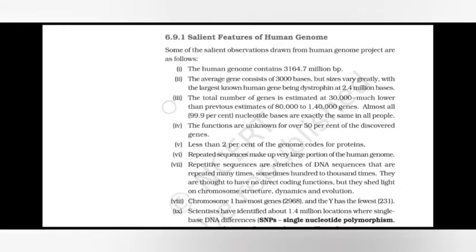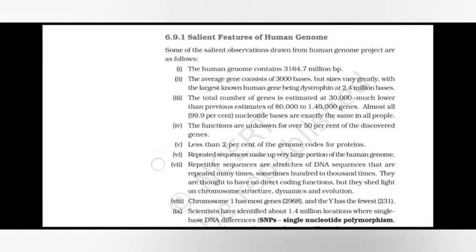Third, the total number of genes is estimated at 30,000, which is very much less as compared to the previous estimate, which was around 80,000 to 1,40,000 genes. Earlier it was thought so. And almost all, 99.9%, nucleotide bases are exactly the same in all humans. Fourth, the functions are unknown for over 50% of the discovered genes. Still we don't know. Fifth point, less than 2% of the genome codes for proteins. Others are mainly regulatory sequences.